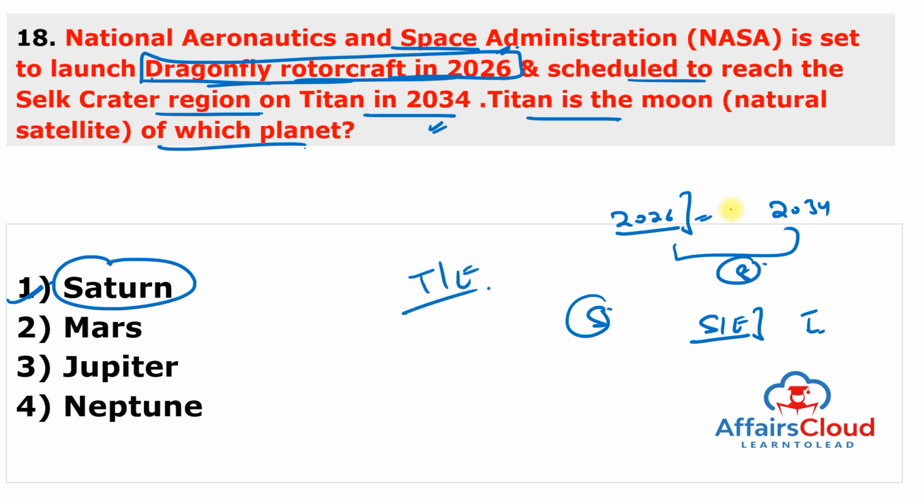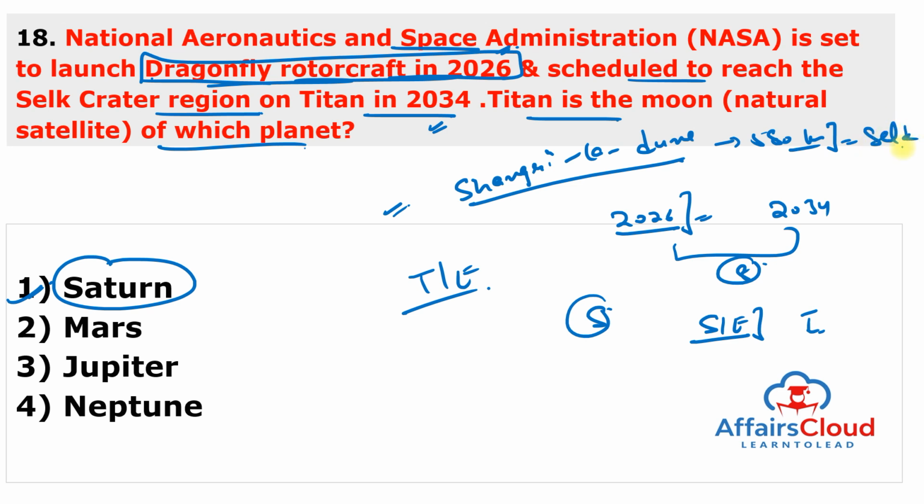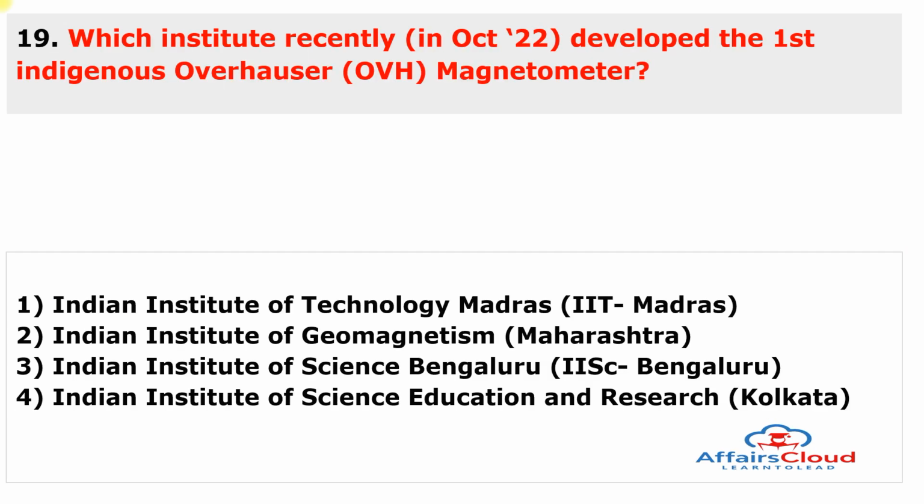And Dragonfly landing site will be the, you can also remember the name, this is Shangri-La Dune. So remember, Dragonfly's landing site will be the Shangri-La Dune field close up to 580 kilometers crater named as Selk Crater. Moving to next question.